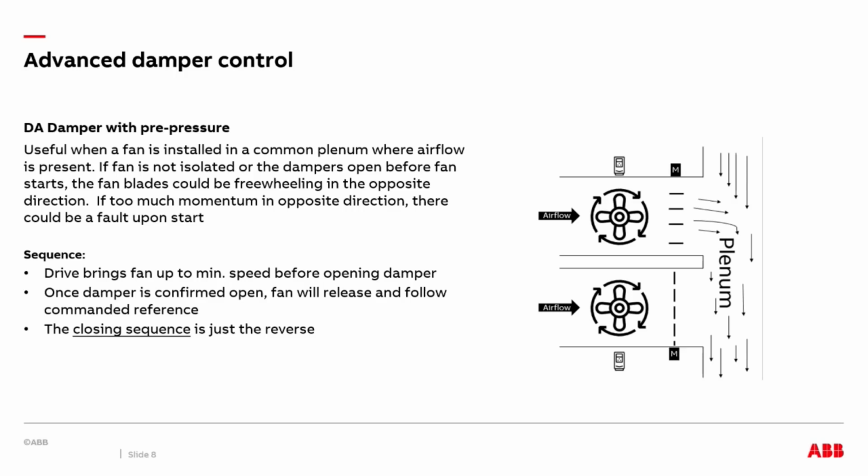What happens is the drive will receive a start command. Once we receive that start command, the drive is going to bring the motor up to a minimum speed before opening the damper. Once we've achieved that minimum speed, we're going to have the drive command that discharge air damper to open. Once we get that discharge air damper opened, we're going to get positive feedback that the damper is open on that end switch back to the drive. Once the drive sees that, the drive will release to control and follow the commanded reference. For the closing sequence, it's just the reverse again.